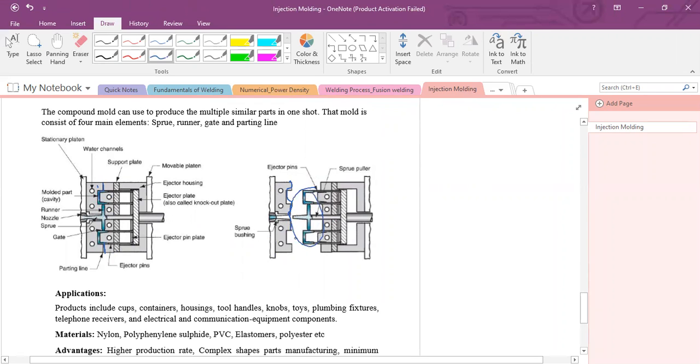This is the part, and this is the parting line. If you join the two molds together, the interface of the two molds is called the parting line. The parting line is the connection point of two molds.